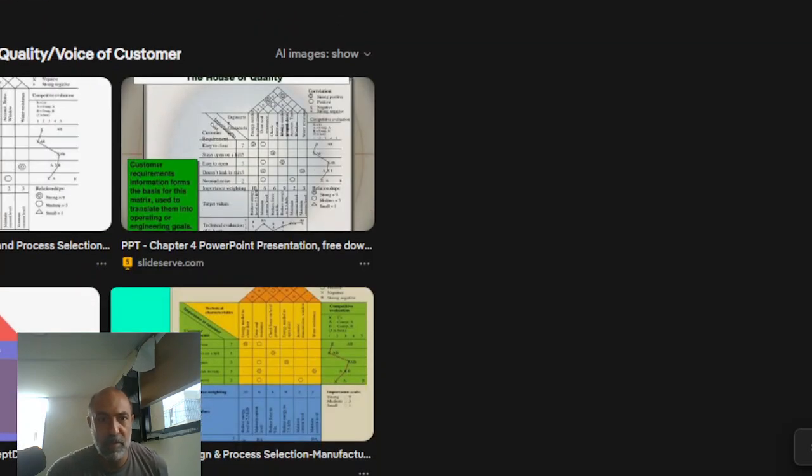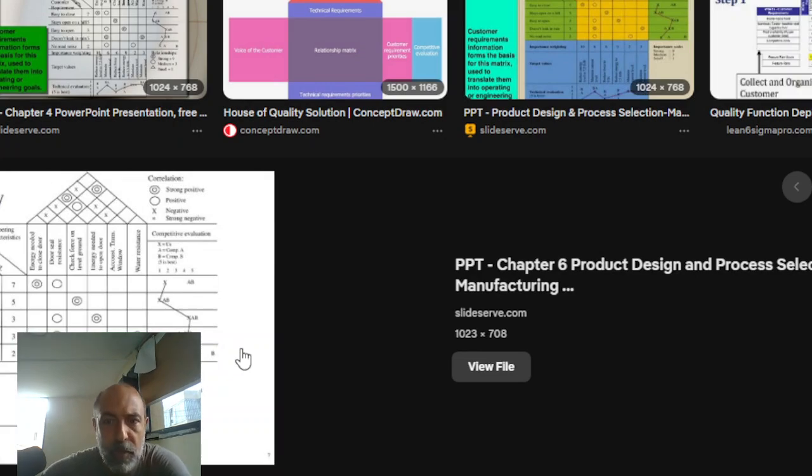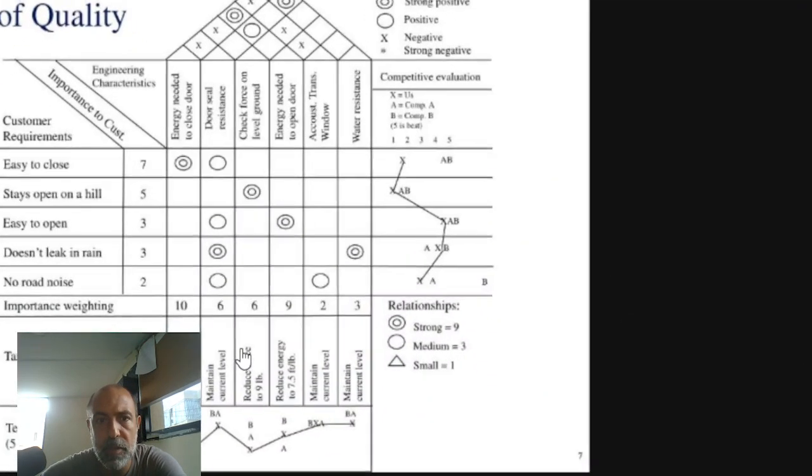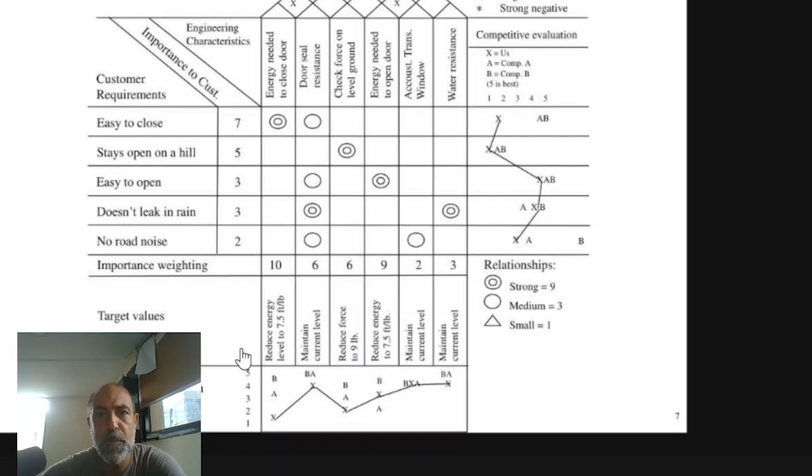Which seems to be intense. So the house of quality seems to be a bit more of a map that looks like a house. An importance to customer requirements, energy needed to close the door, seal resistance, check. So they're kind of checking on how, I don't know, it looks more like a sales funnel kind of approach. Interesting. Very interesting. I'll look into it.